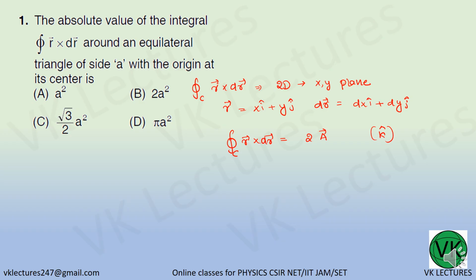So we have the magnitude. Absolute value means the magnitude. So that's equal to 2 times the area of the equilateral triangle. The area of the equilateral triangle with side A is root 3 by 4 A square. So this becomes root 3 by 2 A squared.